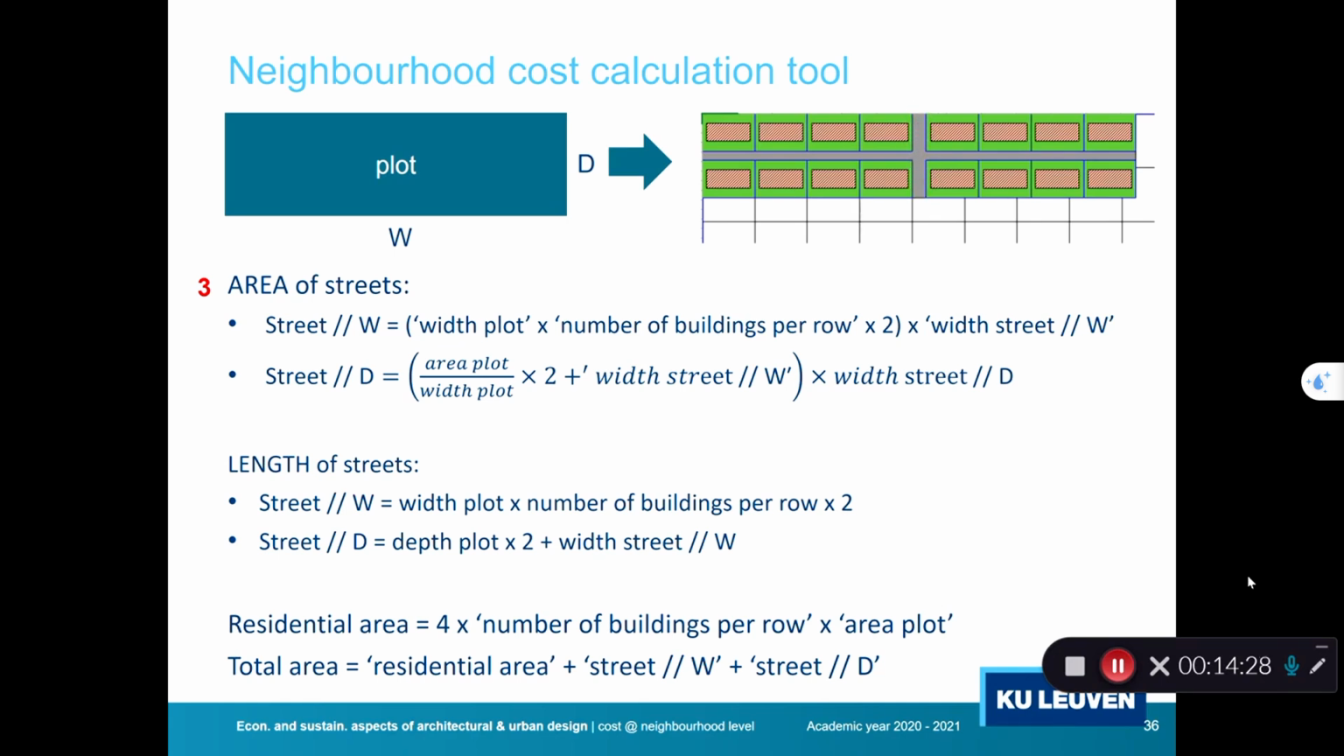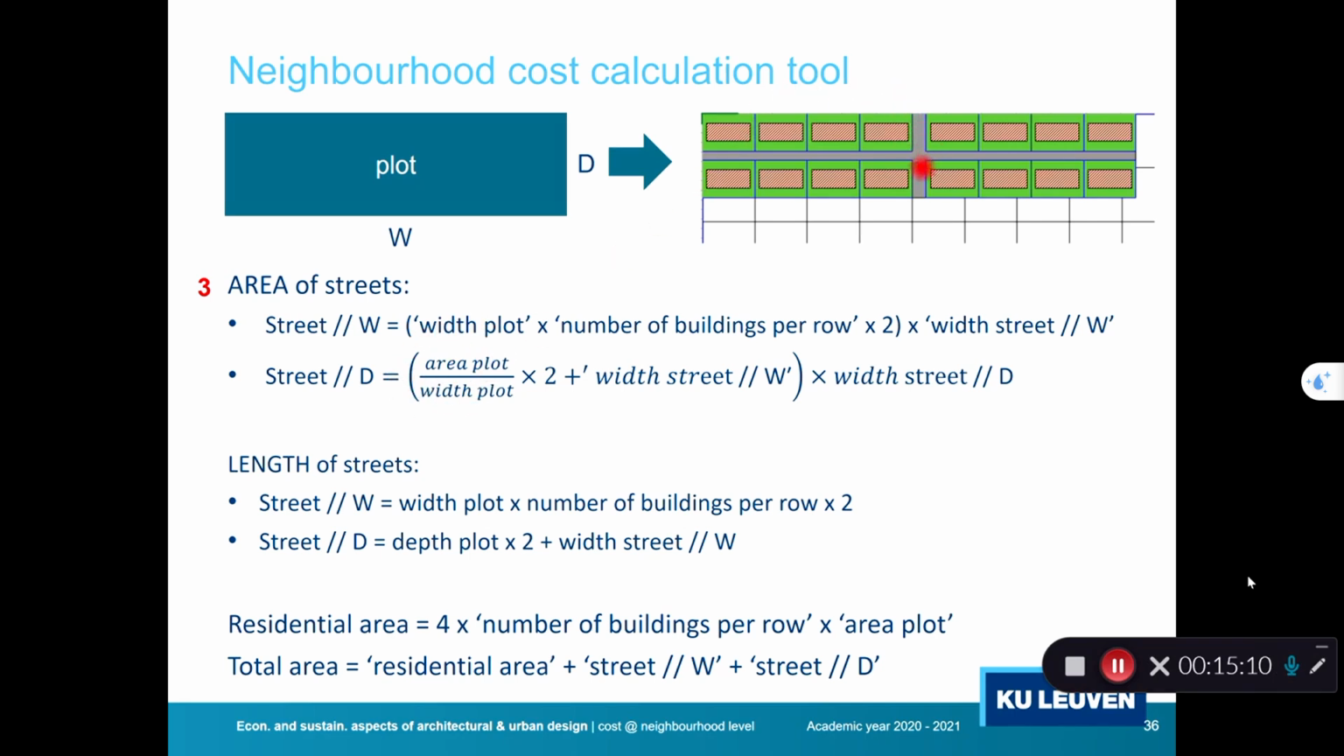Once this is defined, we can first of all calculate the area of the streets which is parallel to the width of the plots. This is the width of the plot multiplied with the number of buildings for one row. Then we have this length, and we multiply it by 2. Then we have also the length at the other side. And that length we multiply with the width of the street, and so we calculated the area of that street. For the area of the street which is parallel to the depth of the plot, we first of all calculate the depth of one plot.